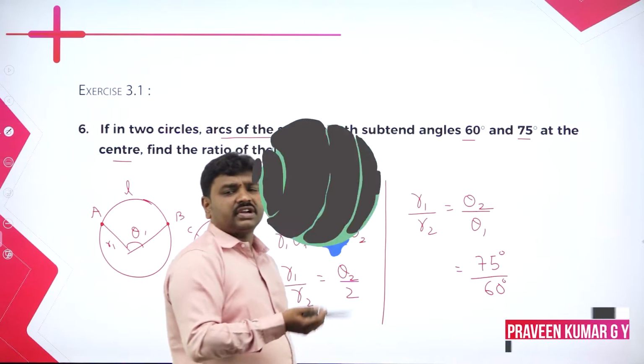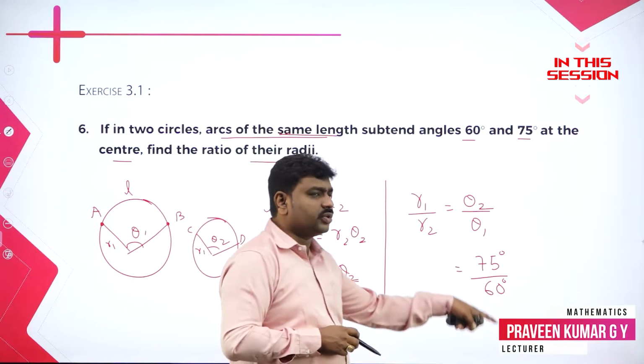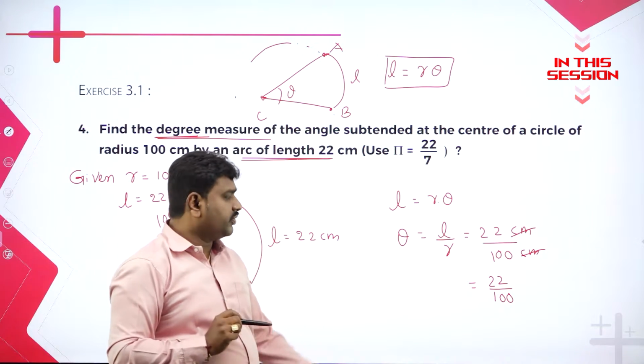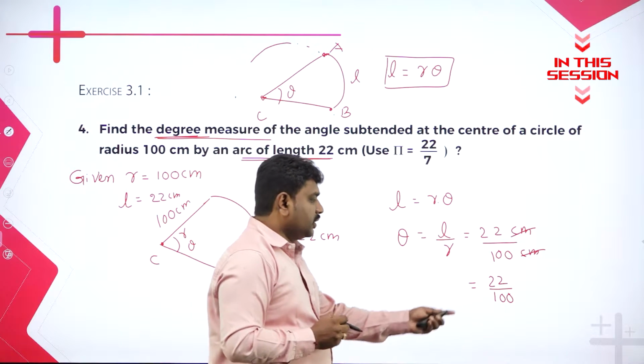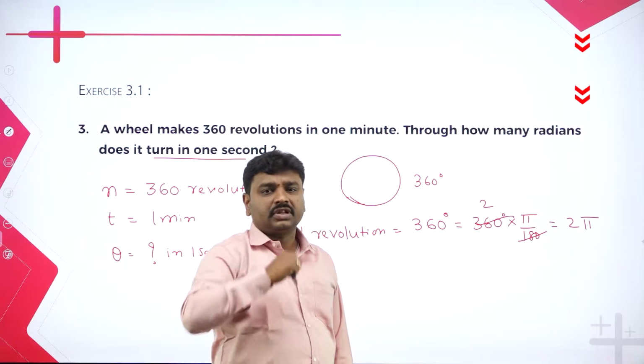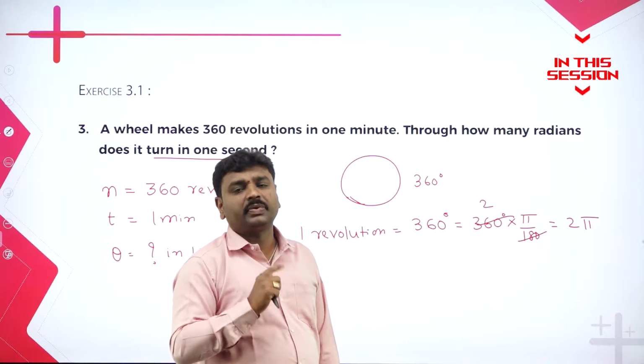Here no need to convert it into radian. Why? Because if you convert it into radian, again pi by 180 cancels. Theta will be, SI unit is what? Radian. Now we got in radian 22 by 100, or further I can write it as, if the wheel rotates one time, then it will cover 2 pi radians.